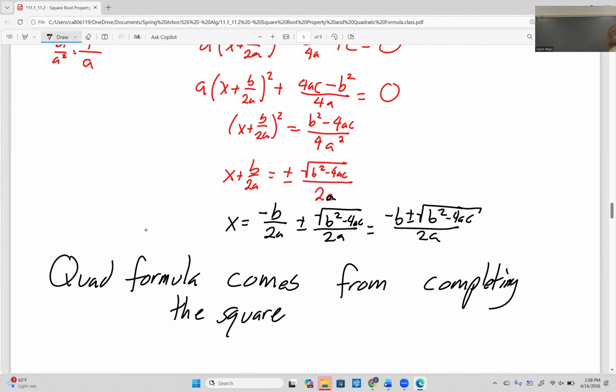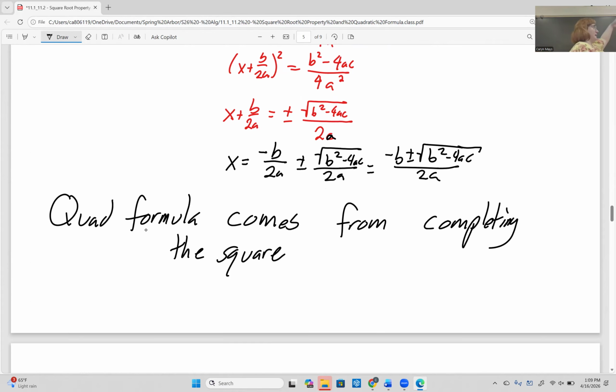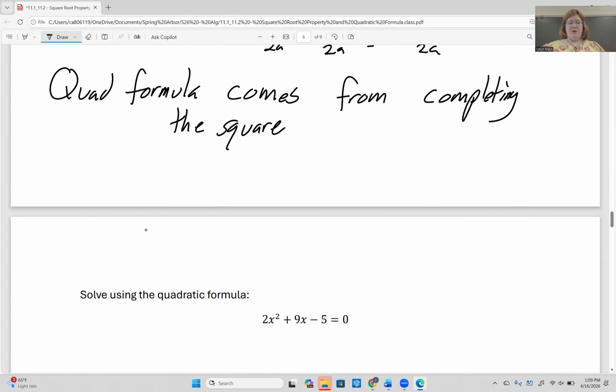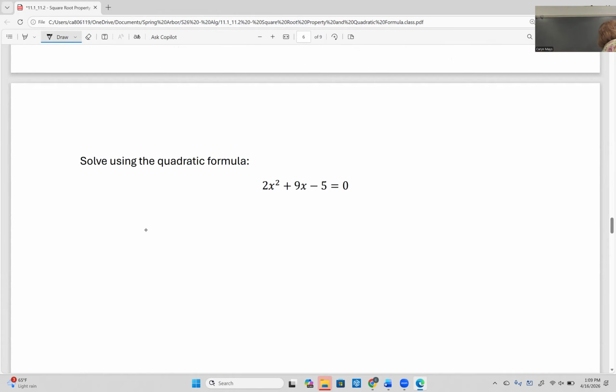Those two things go together, and I'm just repeating myself at this point. It's not a magical formula. It has a place it came from, and it's a place that we can do. We can complete the square. We know how to do that. But now we have this formula.